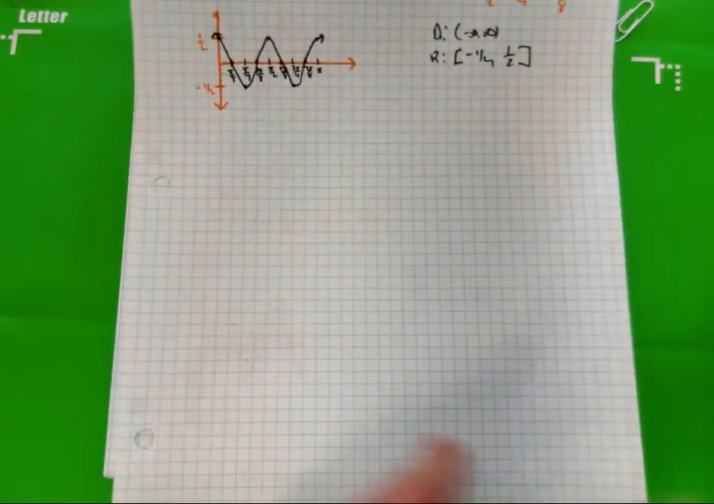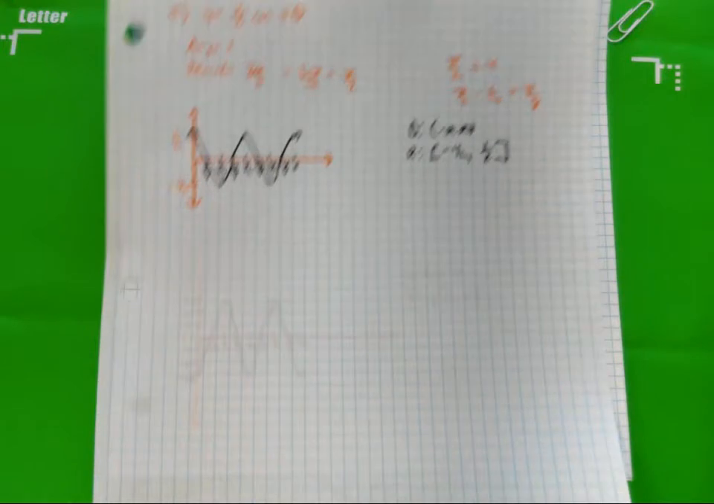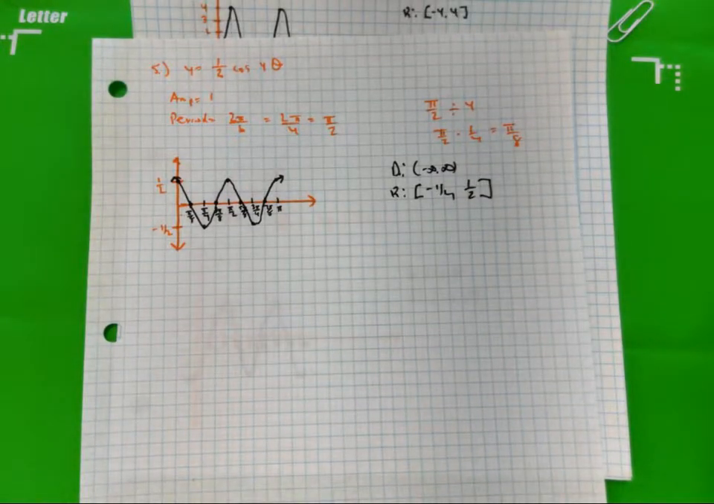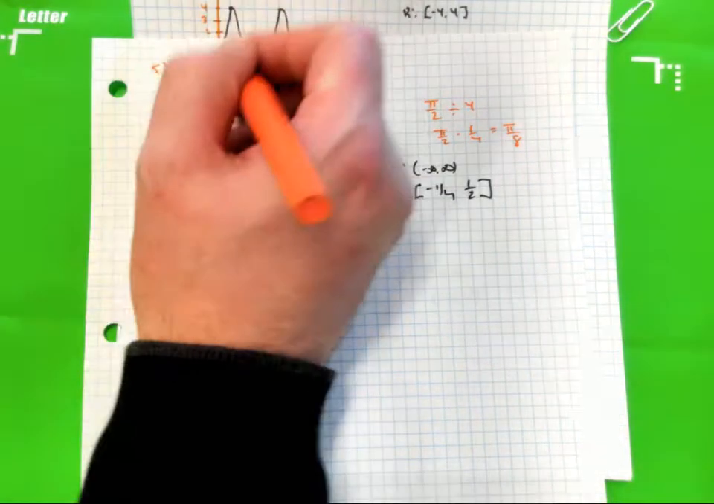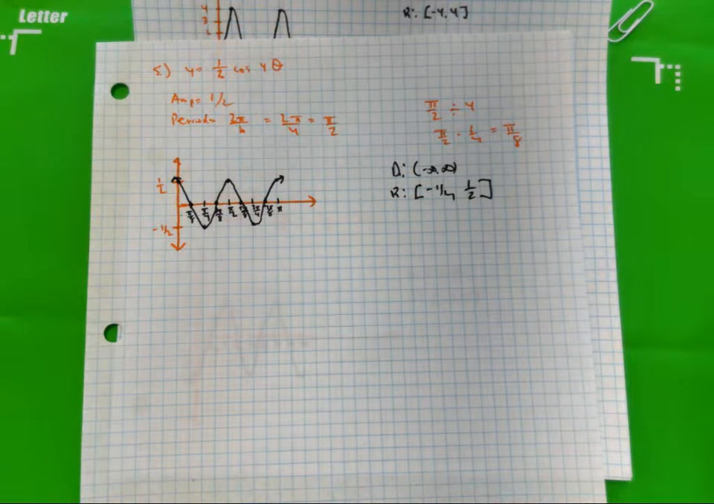And number 5. Y equals 1/2 cosine 4 theta. My amp is 1/2, not 1. My period is 2 pi divided by b. Well, my b value is 4, so my period is pi over 2. It takes a distance of pi over 2 to complete one cycle.